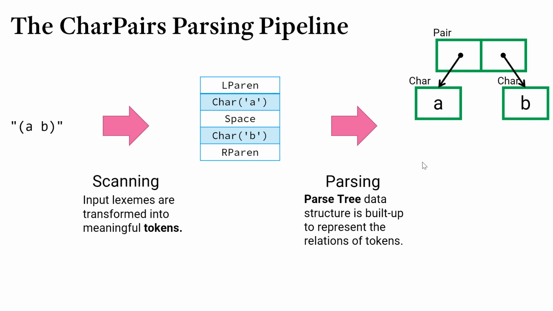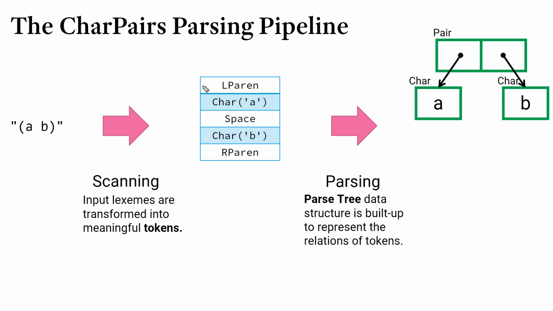So in our simple implementation of CharPairs, we're going to have two types of nodes that make up our parse tree. We're going to have pair nodes that are pointers to two other nodes. And in this example, if we were imagining this input string here, this would be a pair of the char A and the char B nodes. So each of these would be different nodes.